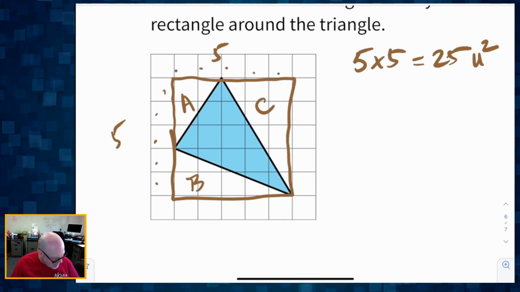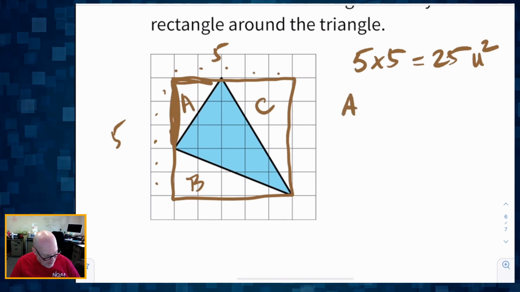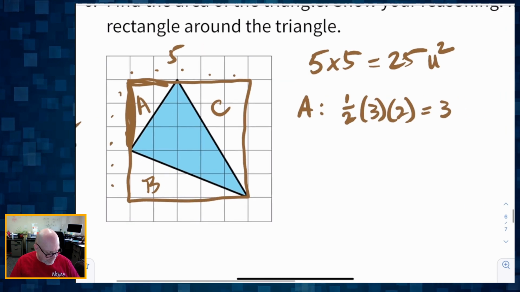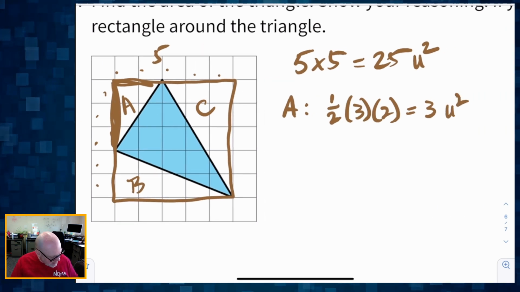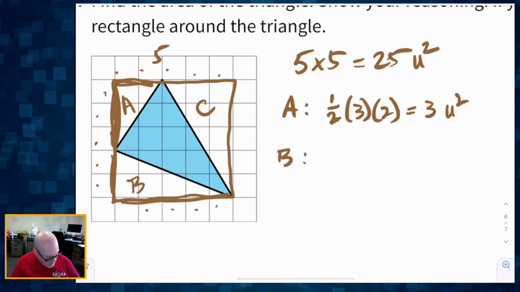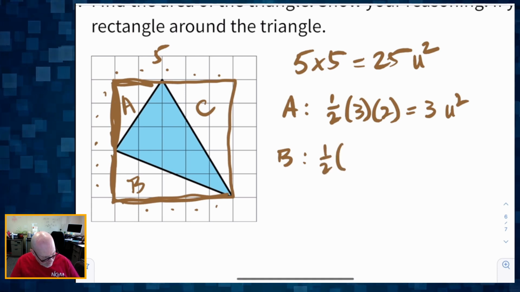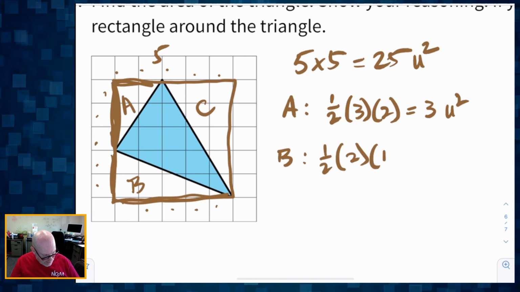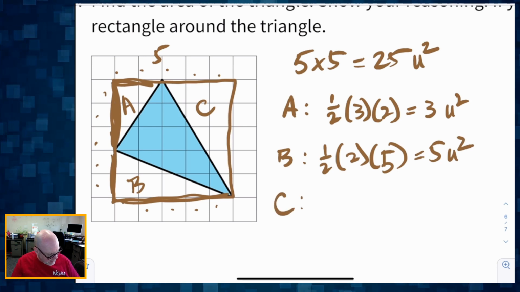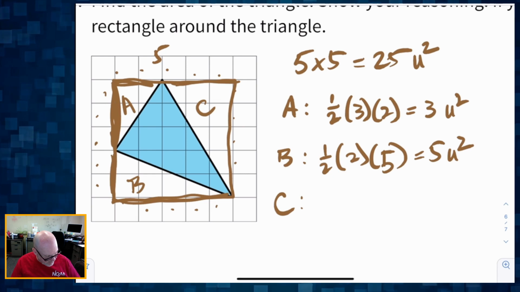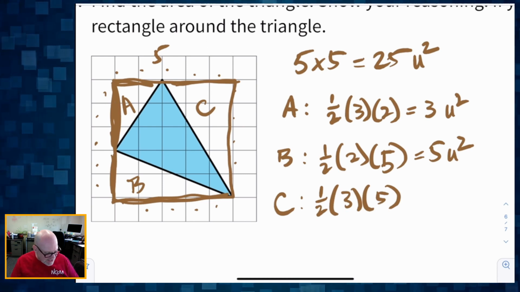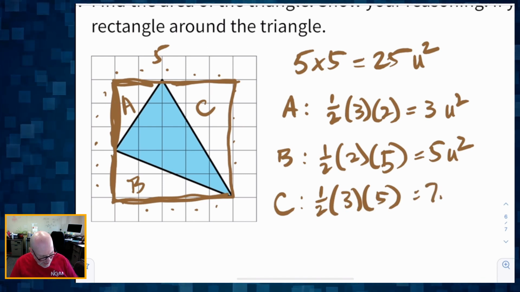All right, so A is 3 by 2. So part A is 1/2 of 3 by 2, which is 3 units squared. I can see that B right here is 2 units tall and 5 units wide. So it is 1/2 of 2 times 5, which is 5 units squared. And I could see that C is 3 by 5. So it's 1/2 of that 3 times 5. So that's 15 divided by 2 is 7.5 units squared.